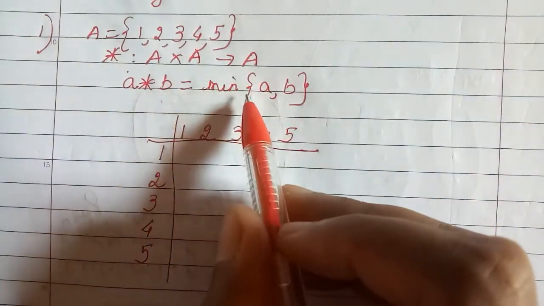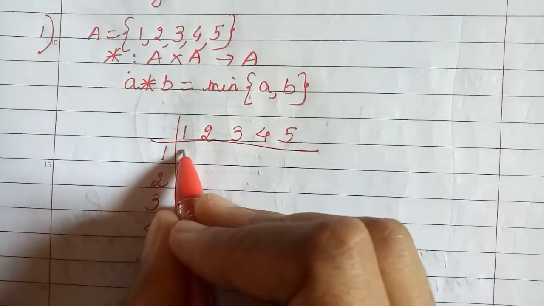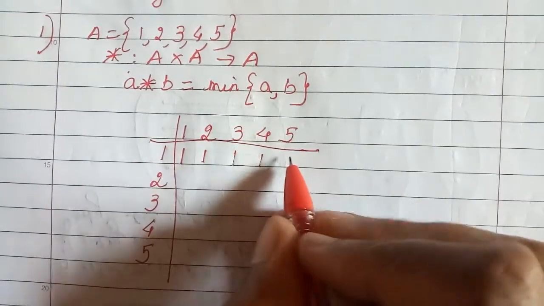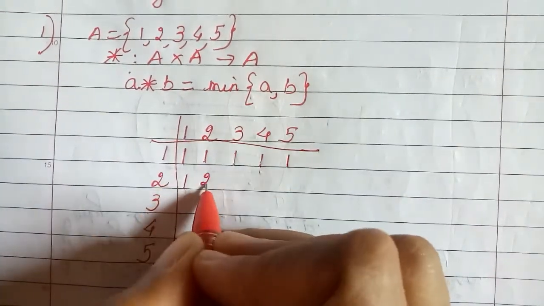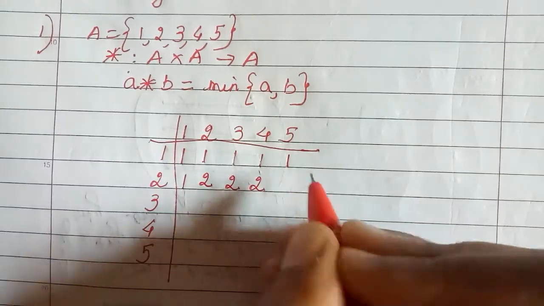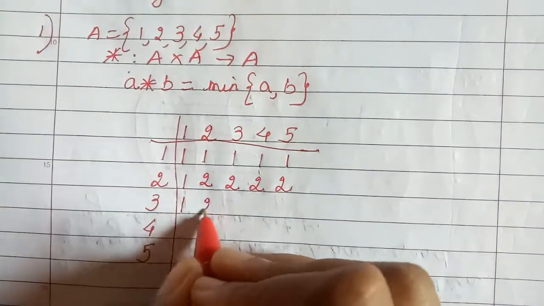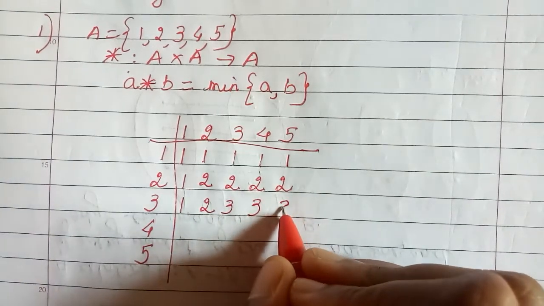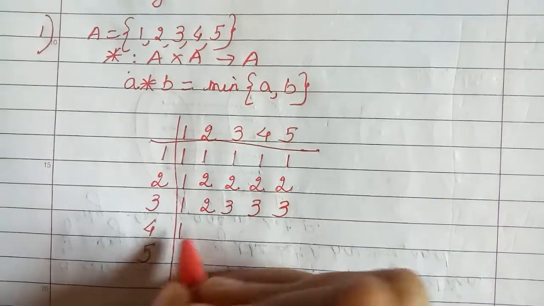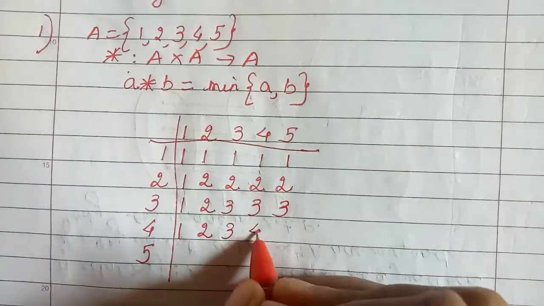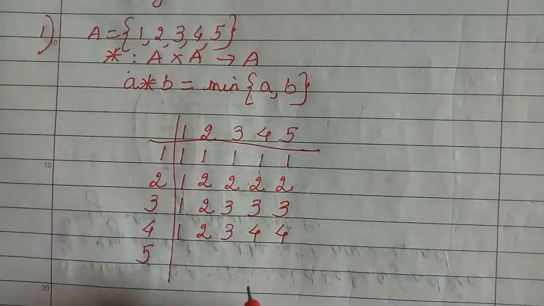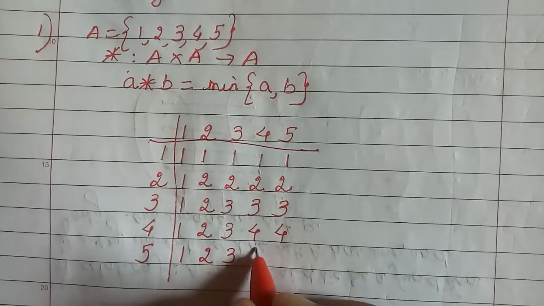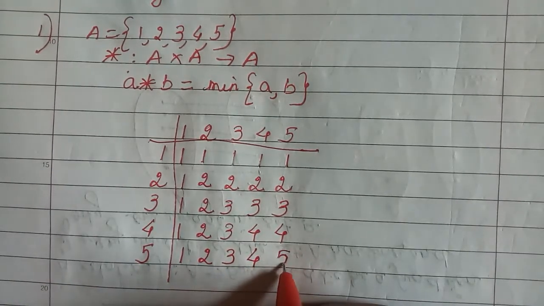A star B is defined as minimum of A comma B. So 1 1 minimum is 1, 1 2 minimum is 1, 1 3 minimum is 1, 1 4 minimum is 1, 1 5 minimum is 1, 2 1, 2 2, 2 3, 2 4, 2 5, 3 1, 3 2, 3 3, 3 4 minimum is 3, 3 5 minimum is 3, 4 1, 4 2, 4 3, 4 4, 4 5. Okay, 5 1, 5 2, 5 3, 5 4 and 5 5.